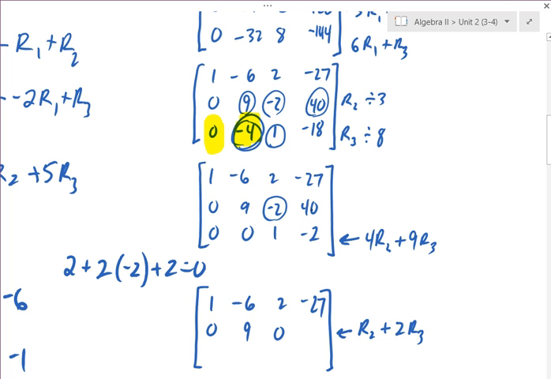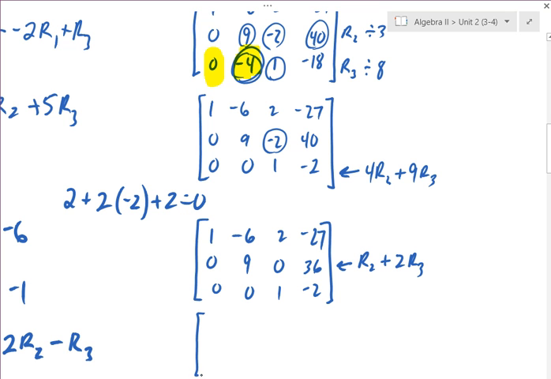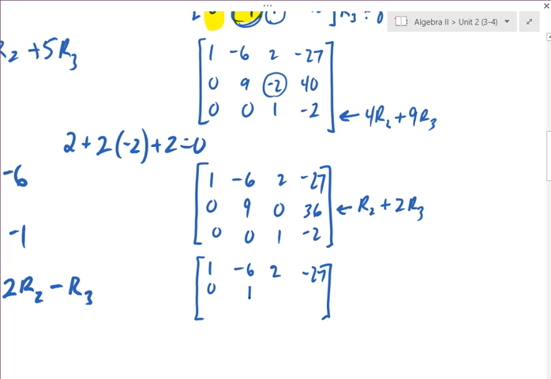And what is 40 plus negative 4? 36. 0, 0, 1, negative 2. And now we're almost there. I can fix the second row and be done with it if I divide everything by 9. So that's going to be 0, 1, 0, 4. So I took row 2 and I divided by 9. Bottom row is good. We've got the 1 where we want it and the 0s where we want it.